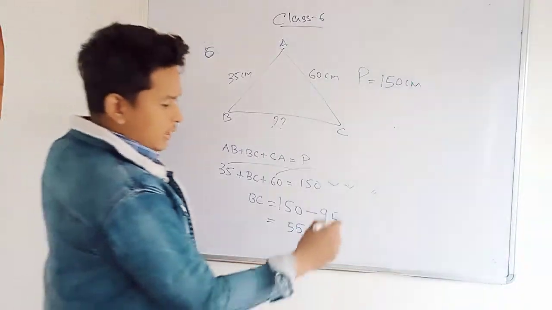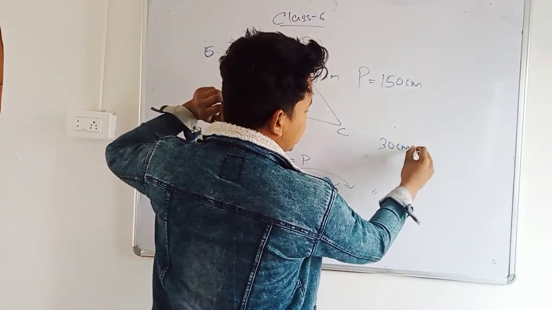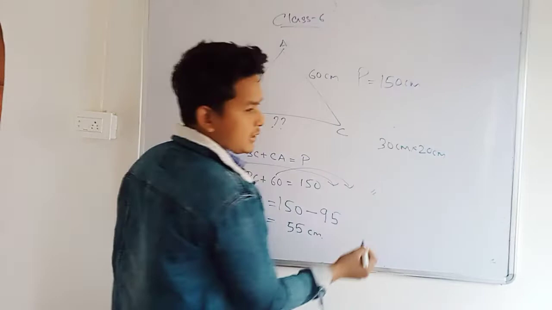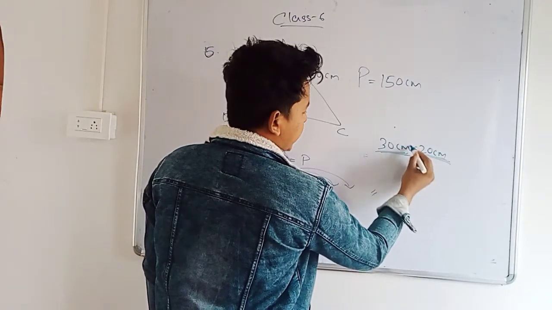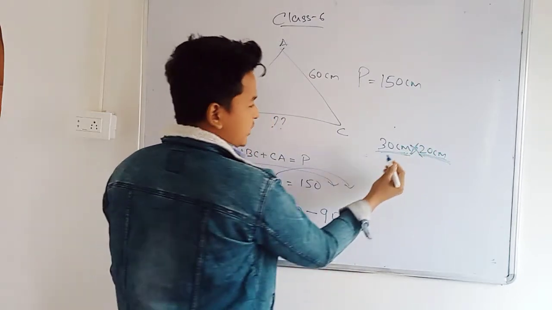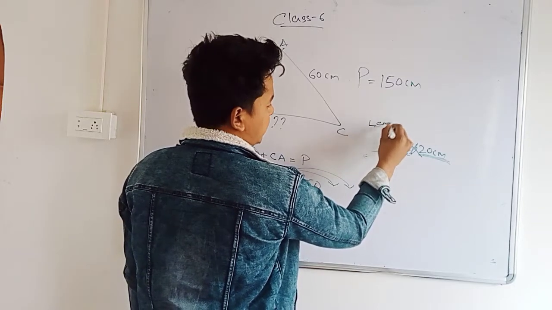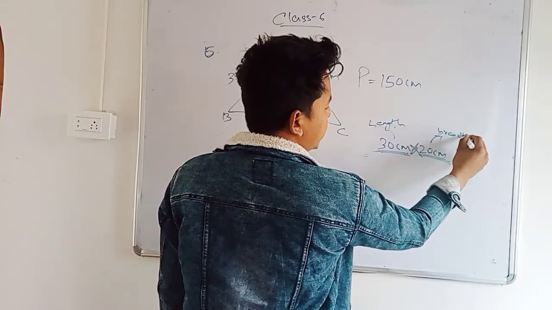In question number 7, it is given the dimension is 30 centimeter into 20 centimeter. See, nothing to worry. 30 centimeter into 20 centimeter means this is the length and this is the breadth. If multiplication sign is given in between, you don't have to multiply, okay? So this 30 centimeter is the length and this 20 centimeter is the breadth. Now you can find the perimeter.